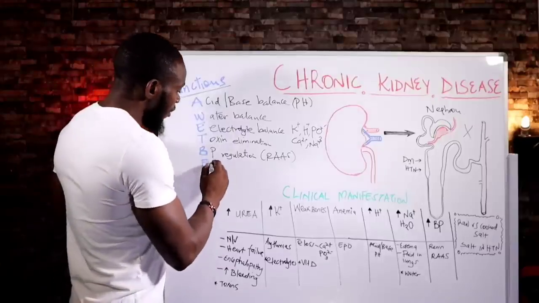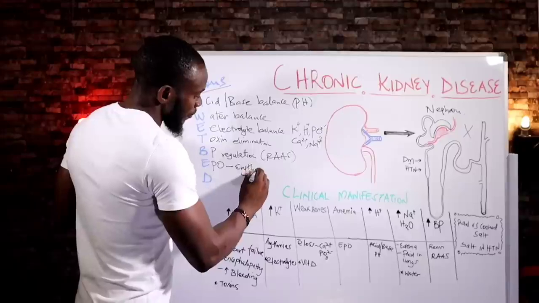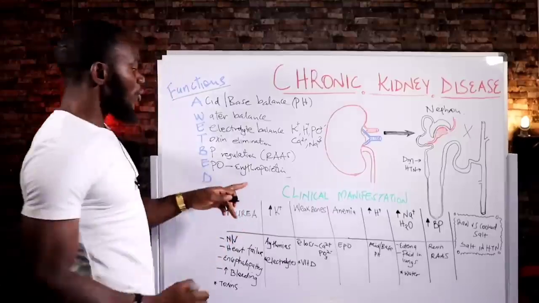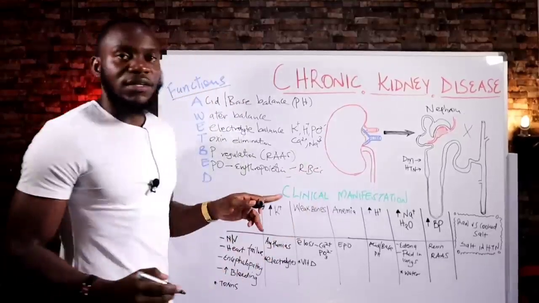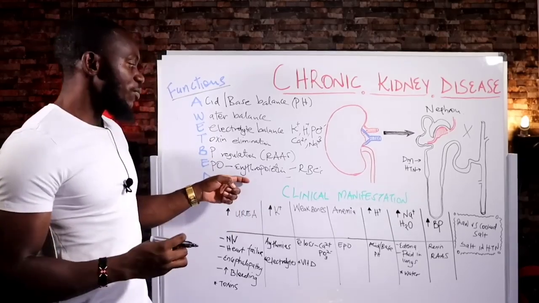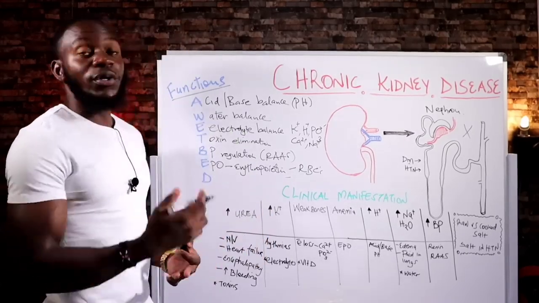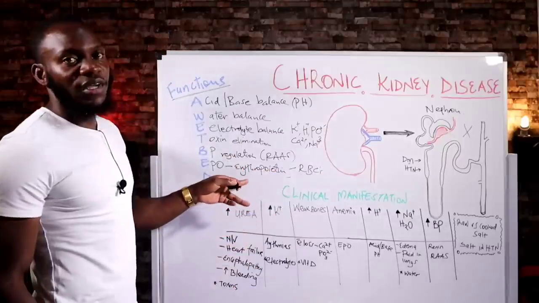Then we have EPO, which is called erythropoietin. This is a hormone that basically controls RBCs, the production of red blood cells. If you do not have this erythropoietin, then the formation of red blood cells in the bone marrow will not occur. So if your kidney fails, then the chances of you getting anemia are very high, okay?